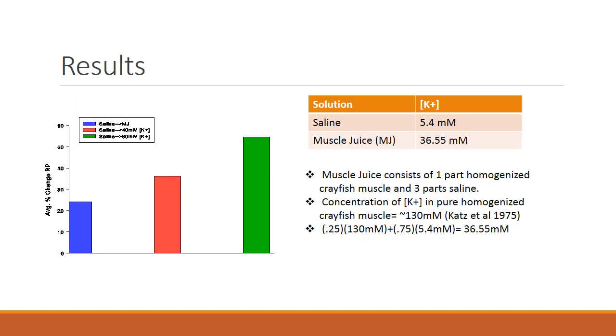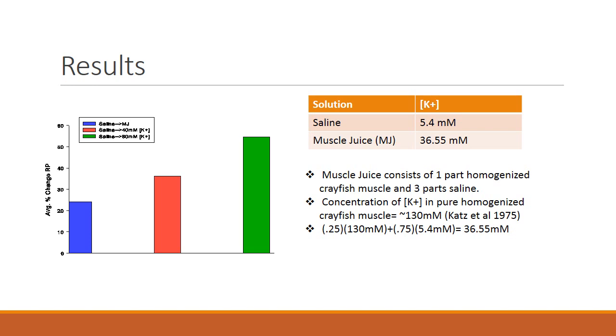Here is the preliminary data collected from our group. The graph on the right depicts the average percent change that was calculated for each exchange from saline to a solution with varying concentration of potassium. As is illustrated, the percent change in resting potential increased as the extracellular potassium concentration in the solution was increased.